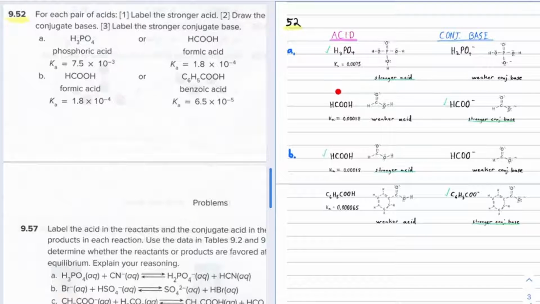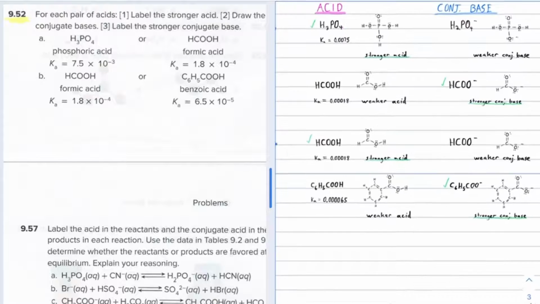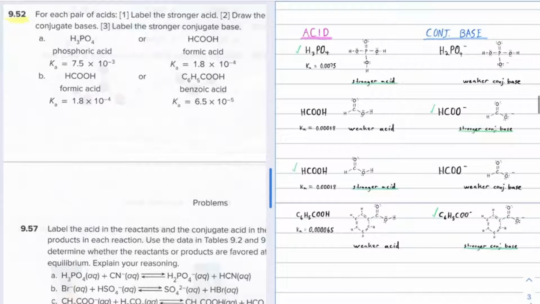Let me blow this up a little bit. Here is the Lewis structure for phosphoric acid, H3PO4. There are the three acidic protons. It's a triprotic acid. And there's the Lewis structure for formic acid, and that's the acidic proton right there. Remember, any hydrogens attached to carbon are not acidic. So that's the acidic hydrogen. This is a monoprotic acid.